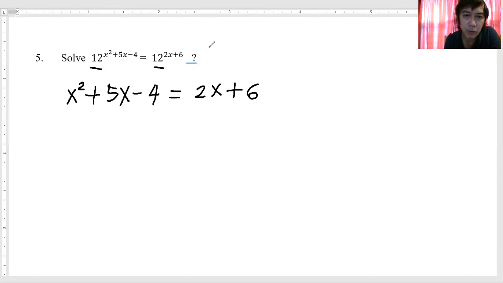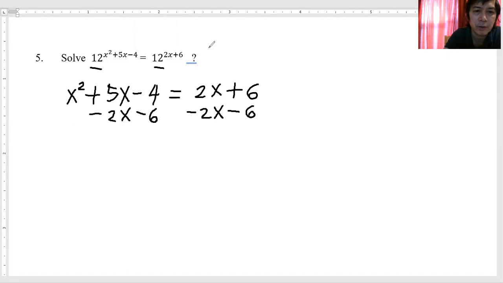All right, so we shall now put everything at the left side and make the right side 0. So we will subtract 2x. We will subtract 6. There. And if you do that at the right side, you also do that at the left side. So this is minus 2x minus 6. There. So the right side is immediately 0.